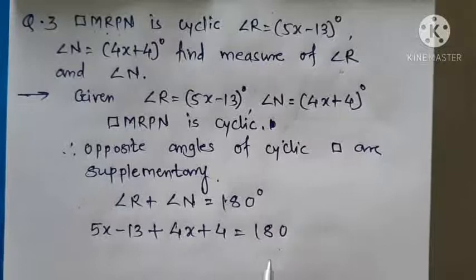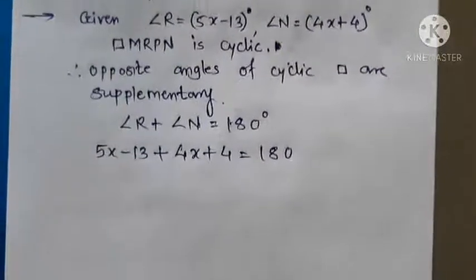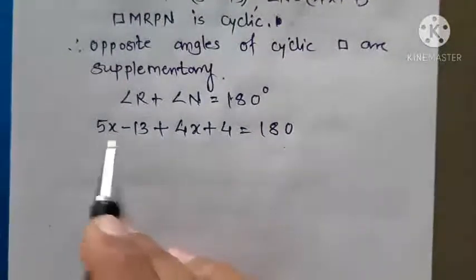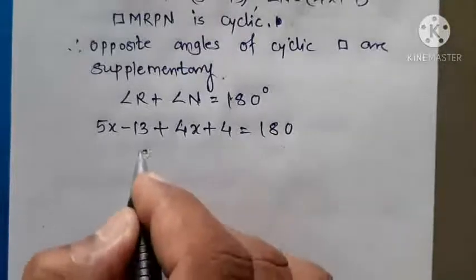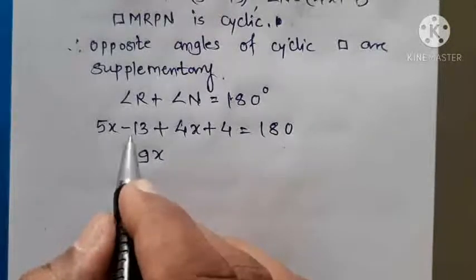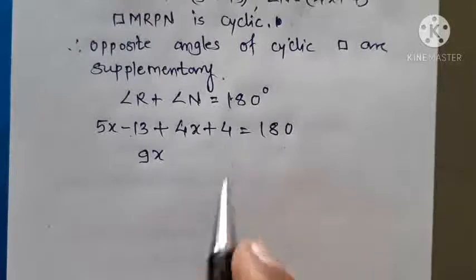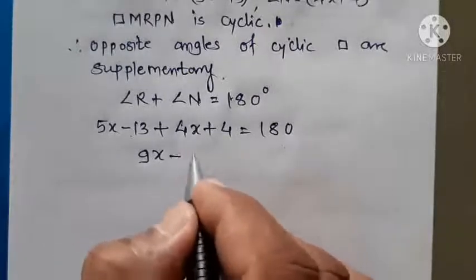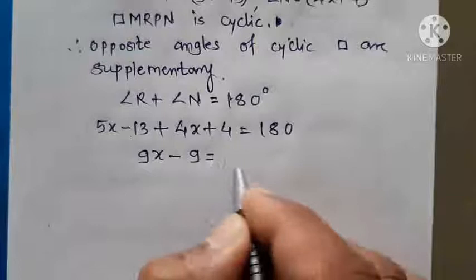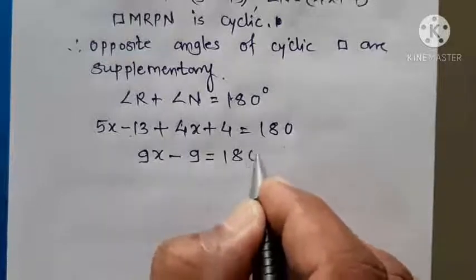From this equation, we find the value of x. Therefore, 5x plus 4x, that is 9x. Negative 13 plus 4, that is negative 9, is equal to 180 degrees.